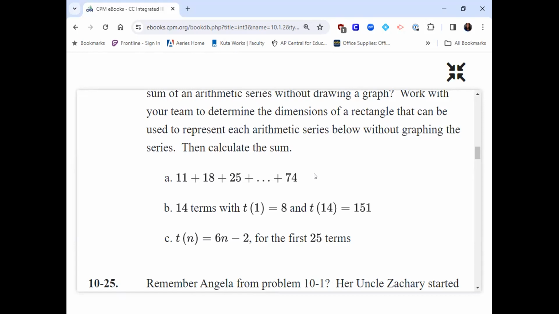Okay, so let me ask you this. If you have a formula, if you have an equation, how could you get the first term? Yeah, for C. How could you get the first term? Let's just say you wanted to know T of 1. Just plug in a 1. Yeah.